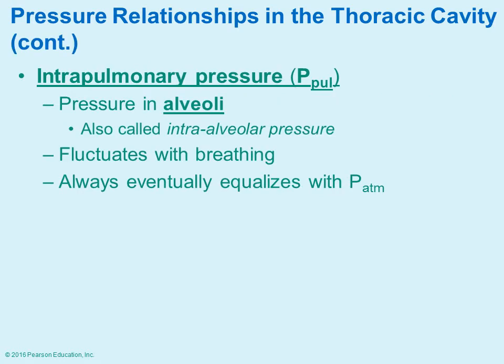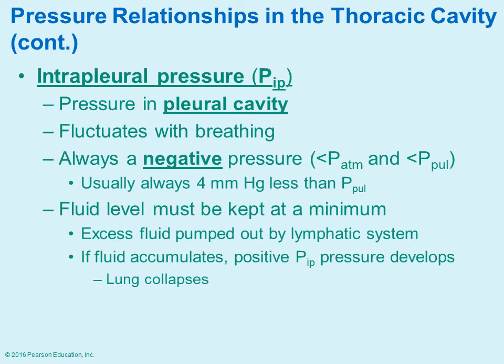So in terms of measuring the pressure within different areas of the body, intrapulmonary pressure is the pressure in the alveoli. Remember, that's where the gas exchange is occurring. This pressure can fluctuate during the breathing process and eventually wants to equalize with that atmospheric pressure.